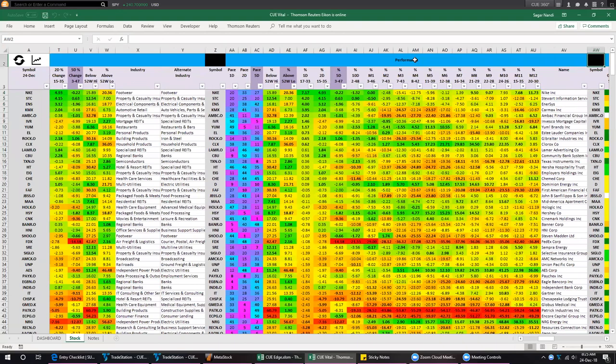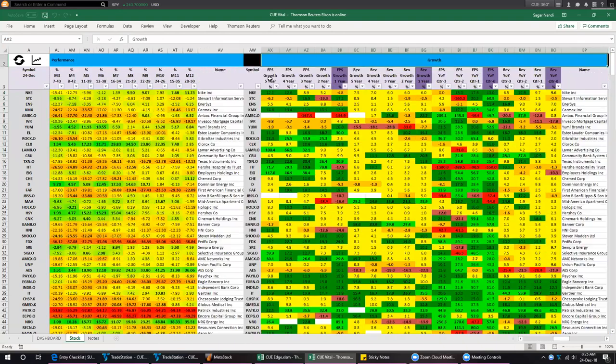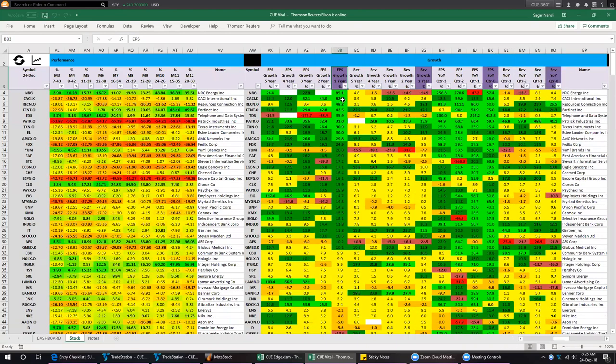If I go to the right, we have the earnings growth information, 1 to 5 years, revenue growth, 1 to 5 years, and then earnings growth and revenue growth for the last 4 quarters. Again, I can look for the stocks that have the best earnings growth over last year. They are all color-coded using heat map. I may focus on the best performing earnings growth stocks.